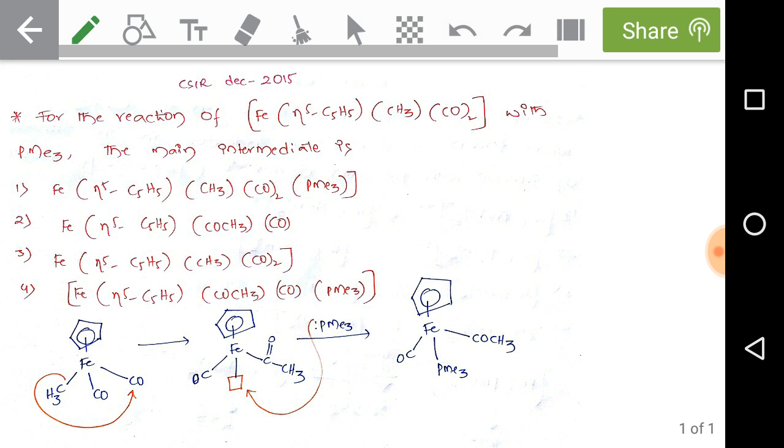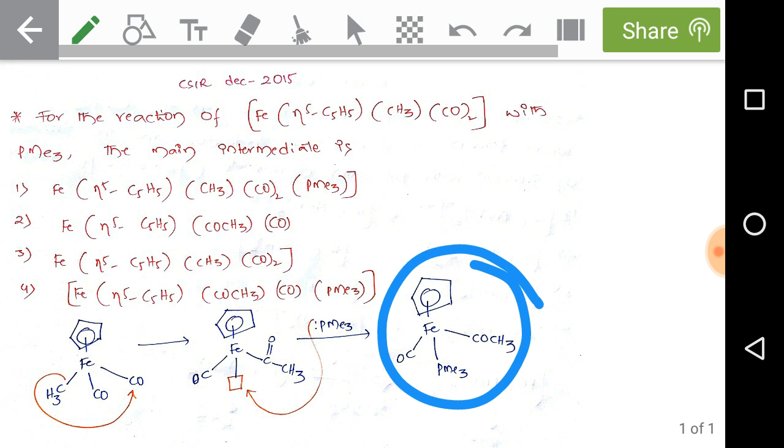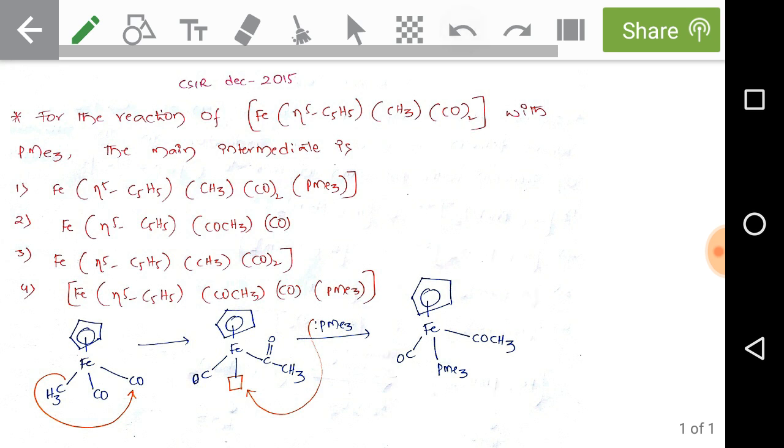That vacant orbital is attacked by the neutral nucleophile which is given, that is trimethylphosphine, and then we can get the final product like this. So what is the mechanism involved in it? Simply migratory insertion takes place in the given complex, assisted by trimethylphosphine. Just observe this product in the given options, and you can get the answer.